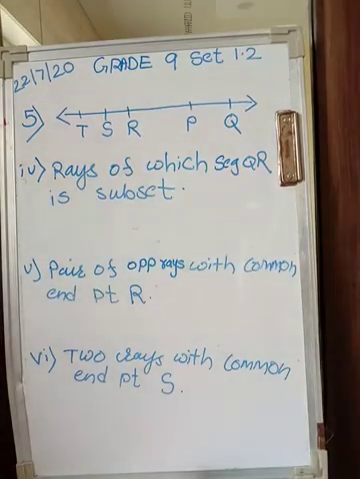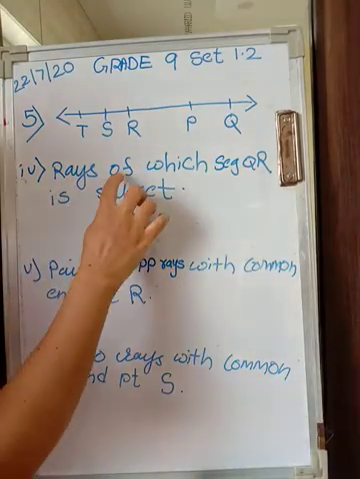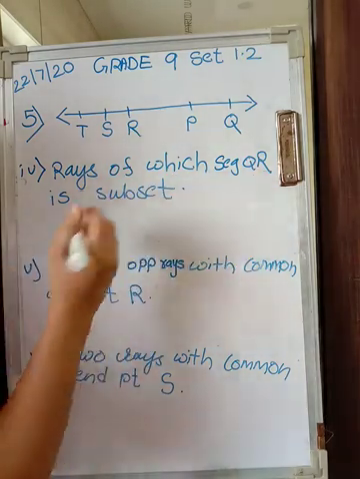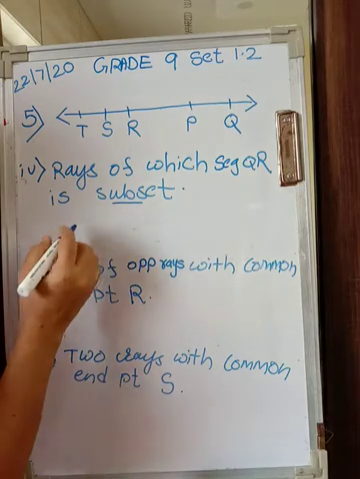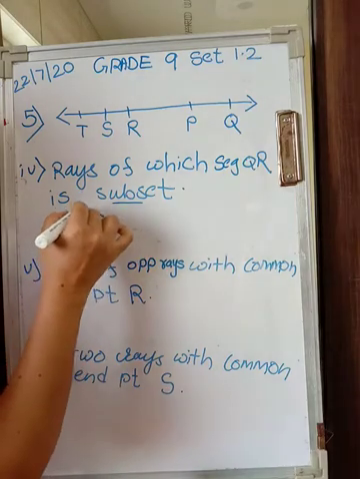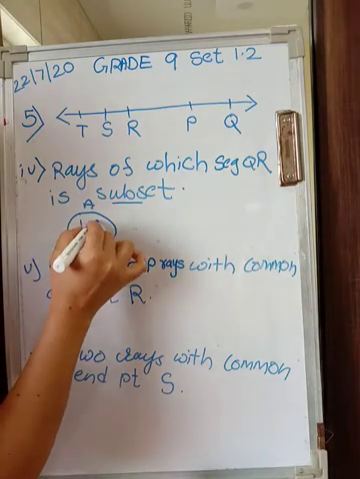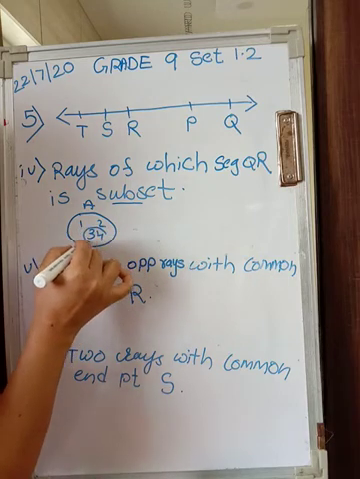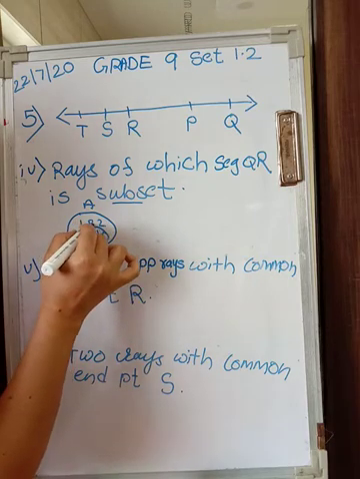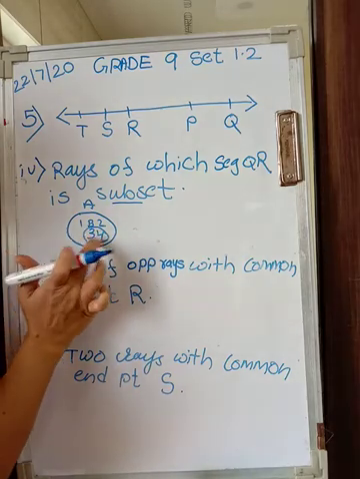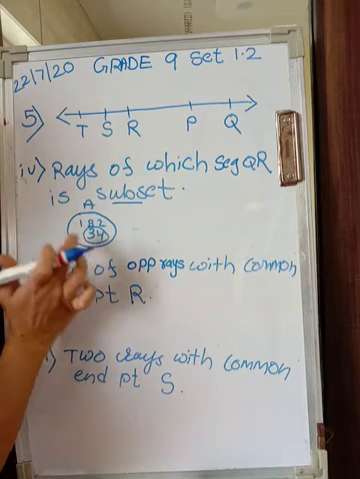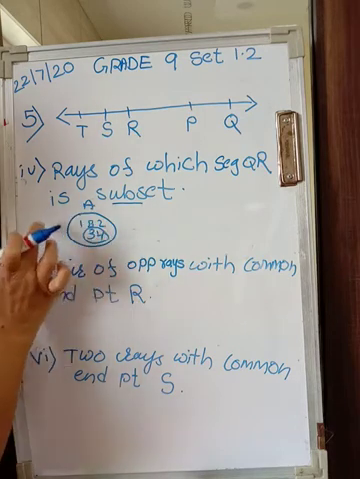This is your fourth question now. Rays of which segment QR is subset. You should understand the meaning of subset. Subset means what? If this is set A, which contains elements 1, 2, 3 and 4, and in this I am including only set B, that means all the elements of set B are present in set A. So we say B is a subset of set A.